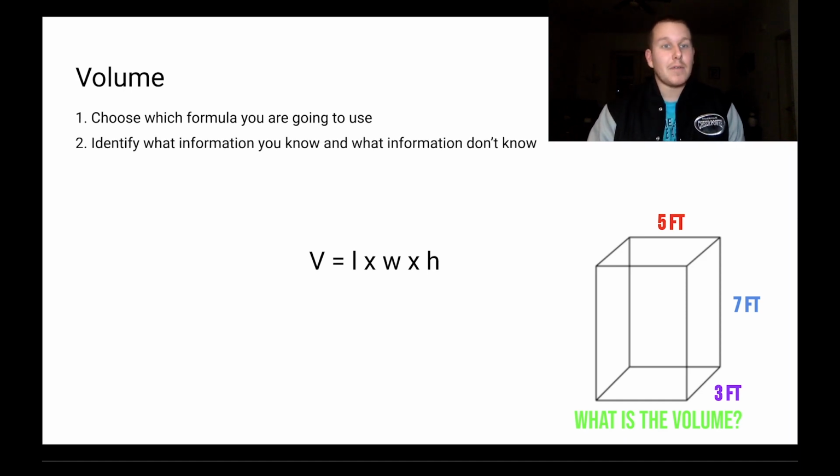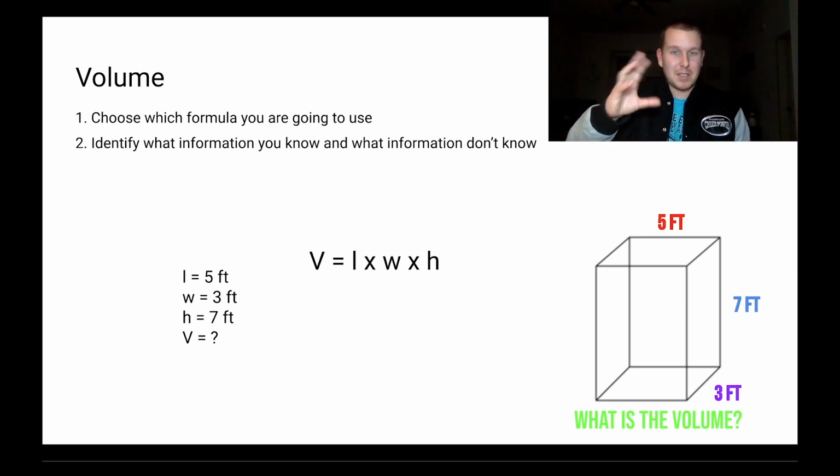Step 2, identify what information you know and what information you don't know. So we haven't been given the volume, but we have been given the length, the width, and the height. One thing you're going to learn is because a rectangular prism and cube can be flipped around and the numbers can change, it really doesn't matter which numbers go where. But we'll stick to these numbers for right now, and we're going to commit to that.